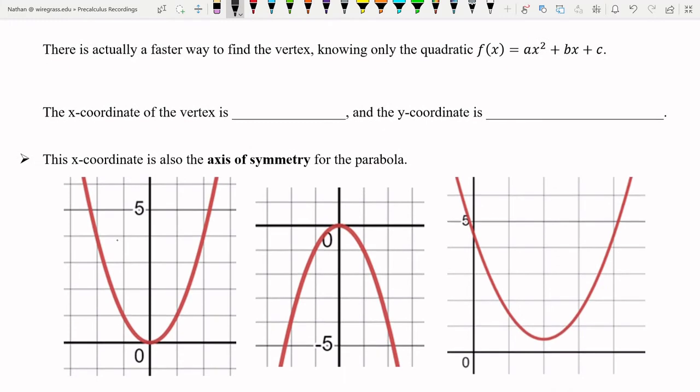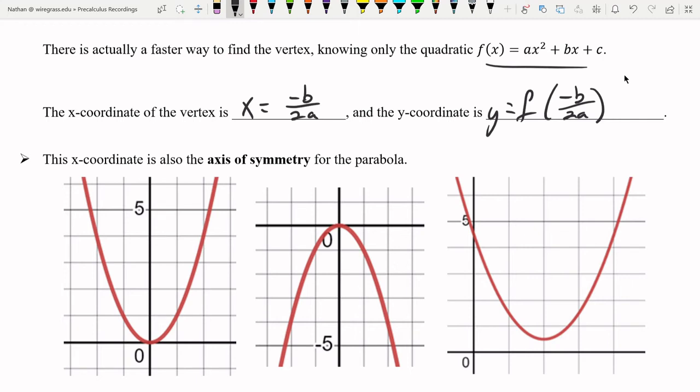Okay, now there's actually a faster way to find the vertex, and we don't have to use completion of the square. And that is to look at this standard form and just find the x-coordinate of the vertex, which is always equal to this, -b over 2a. Now, I'm not going to prove that here. I will prove that later on, so that you don't have to just take my word for it. I will show you why that's the case. But this is what the x-coordinate of the vertex always equals for a quadratic equation. And the y-coordinate, well, that's quite easy to find. All you have to do is plug this x-coordinate into the function, and you get the y-coordinate. So the y-coordinate, y equals f of -b over 2a. So plug the x-coordinate into this function, calculate it, that's your y-coordinate.